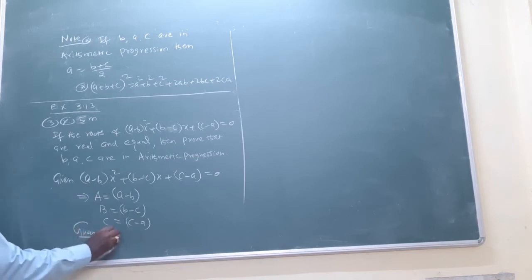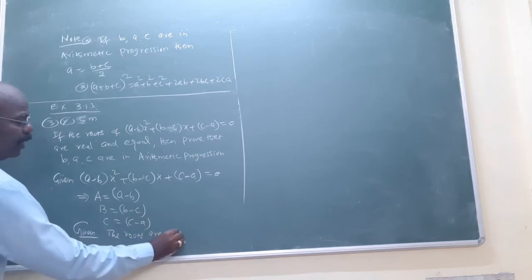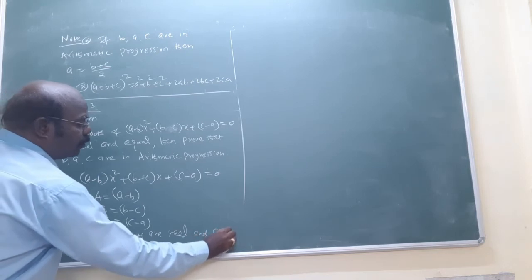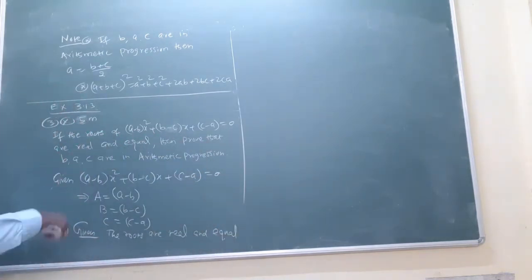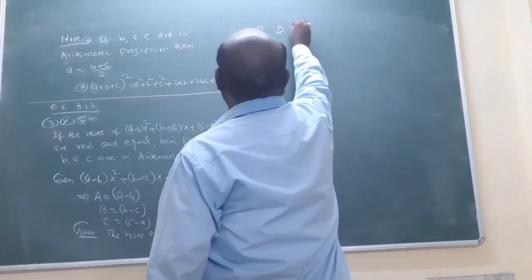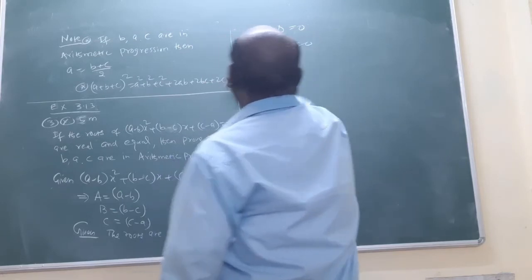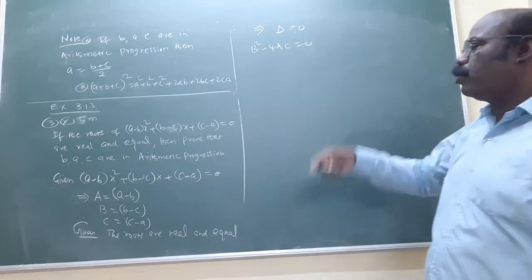What is given actually? The roots are real and equal. Clearly given. What is the formula? It implies delta equal to 0. So B square minus 4AC equal to 0. Am I right? B square minus 4AC equal to 0. Now substitute all the values.